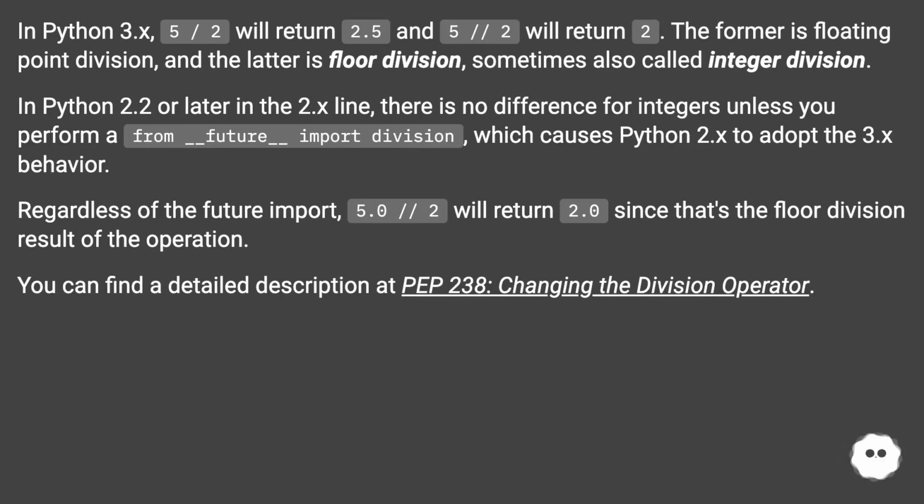Regardless of the future import, 5.0//2 will return 2.0 since that's the floor division result of the operation. You can find a detailed description at PEP 238, Changing the Division Operator.